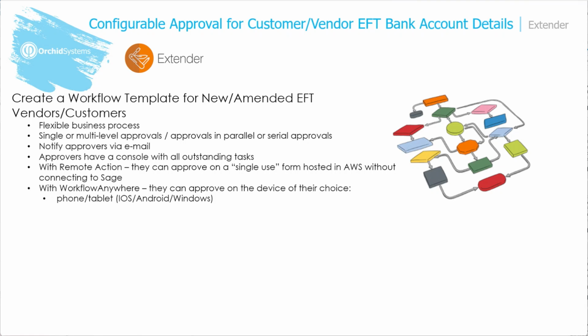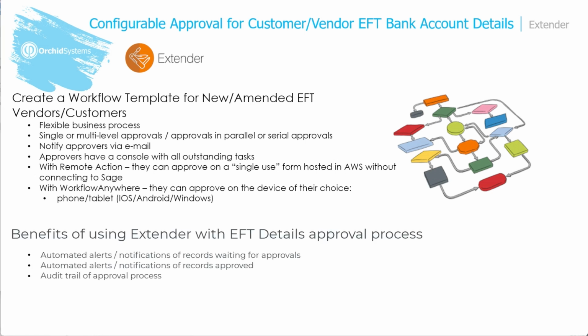We have now seen two examples of two different business processes of notifying people when a record has been changed and needs approval, and also using the Extender workflows to do the approval as well. Using Extender, you have a full history of who did what when, and it's able to send configurable emails at any step along the way. The benefits of using Extender with EFT detail approval process is you have automated alerts and notifications of records waiting for approvals, the automated alerts and notifications of records that have been approved, and a full audit trail of the approval process.